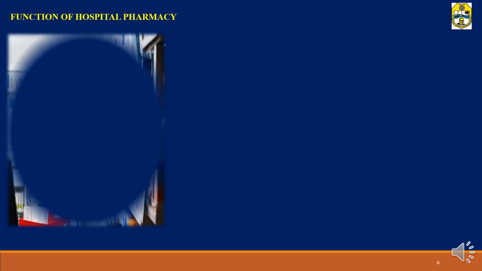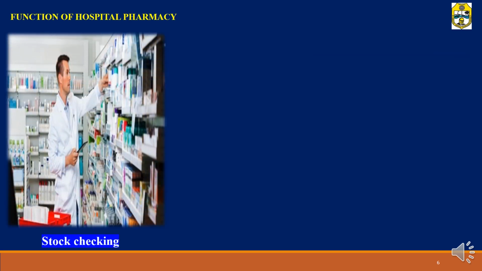Then moving towards the next function, that is stock checking. Once the medicines become available in the hospital pharmacy, it's the duty of a pharmacist to do regular stock checking without fail, and stock checking for essential life-saving or emergency drugs on a daily basis. It's the responsibility of the hospital pharmacy to go for daily stock checking of those categories of drugs that come under emergency medical services or the emergency medical department.